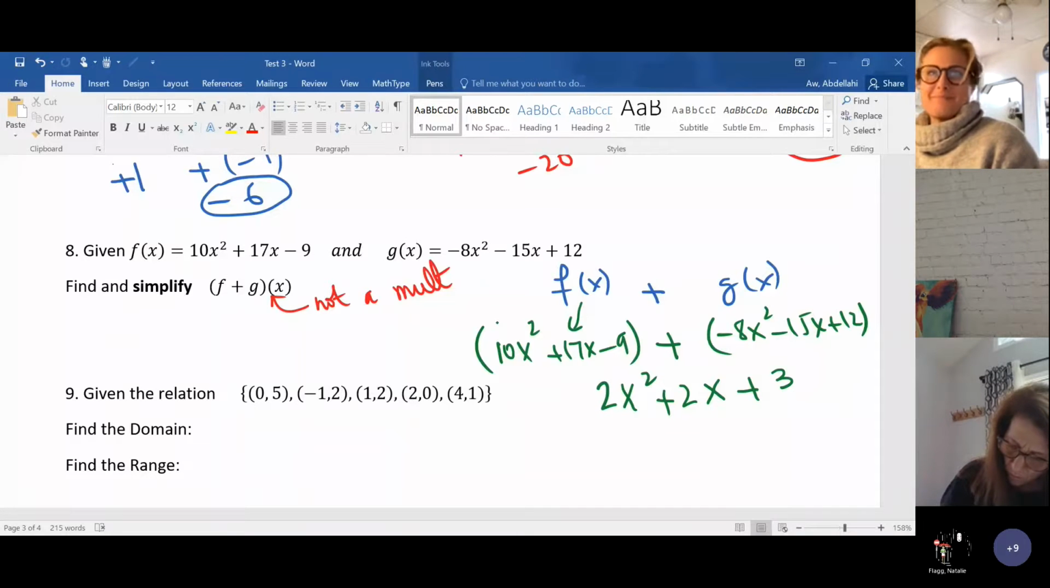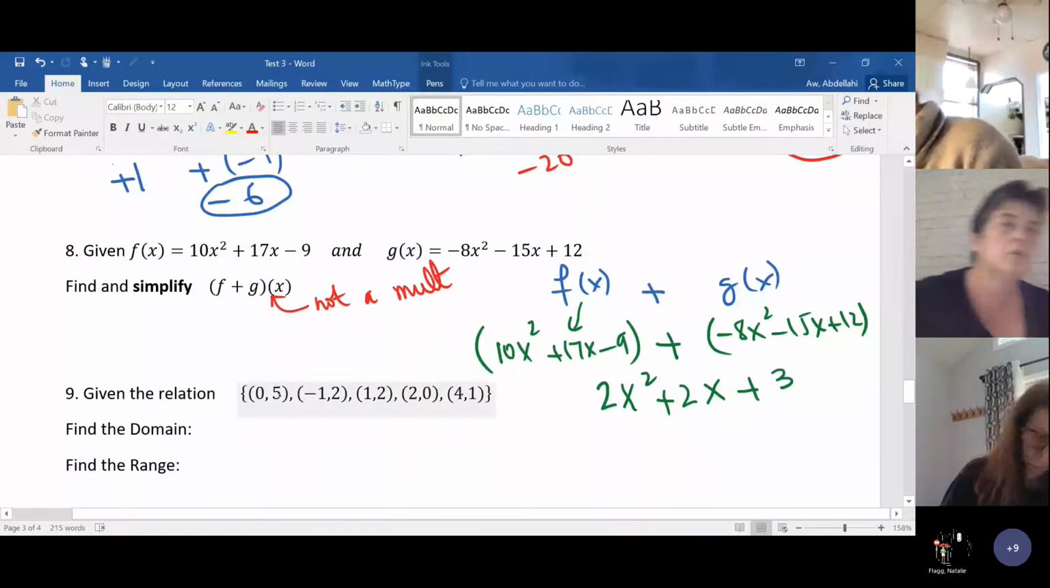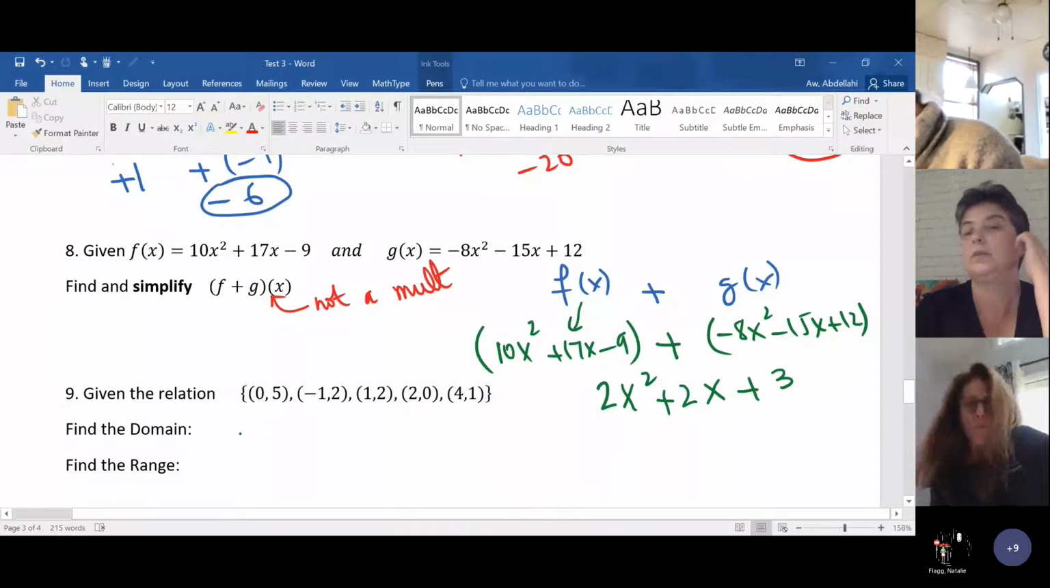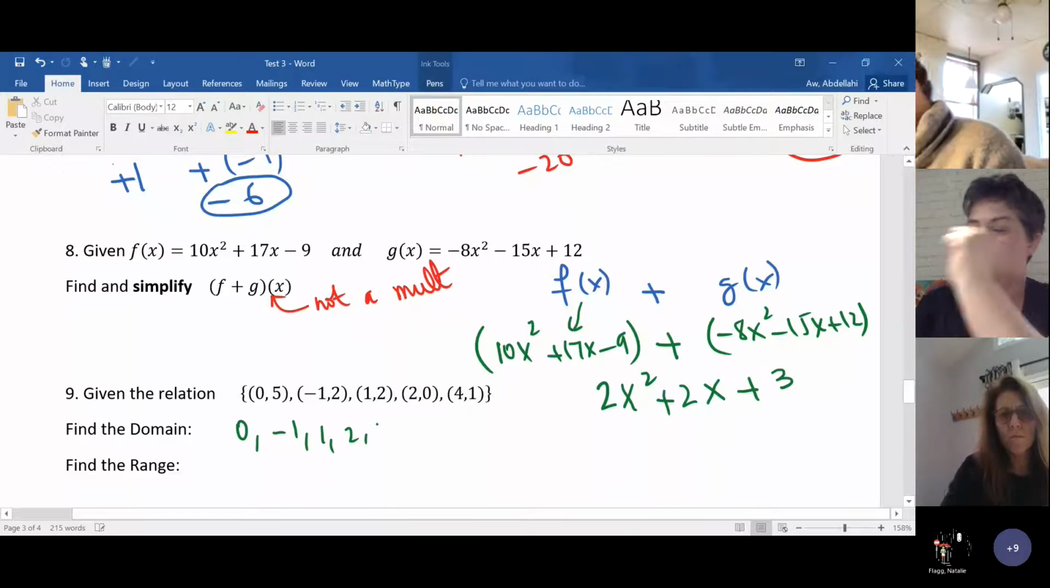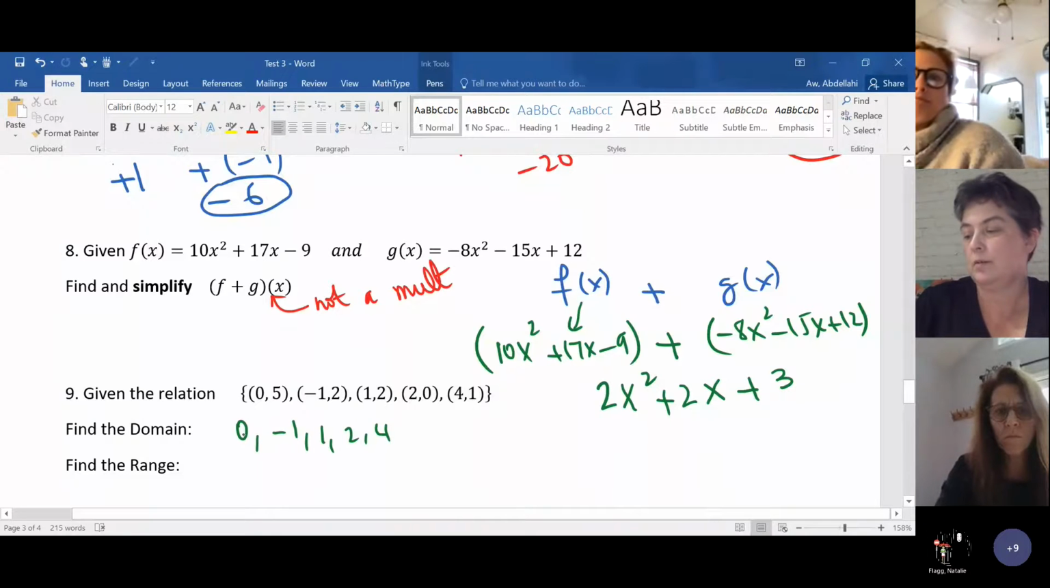Majority of you did that right. The domain is all the x values. What are they? 0, -1, 1, 2, 4, right? I don't even need to reorder them. Now, what is missing?